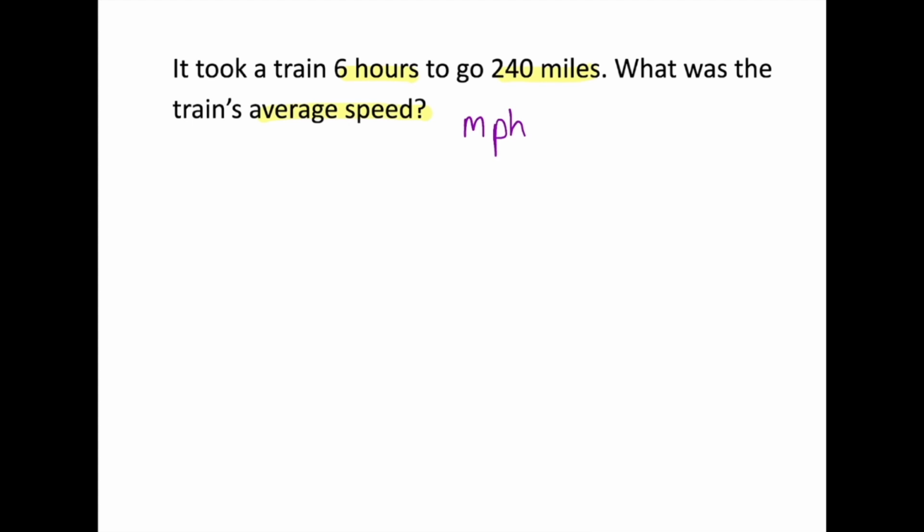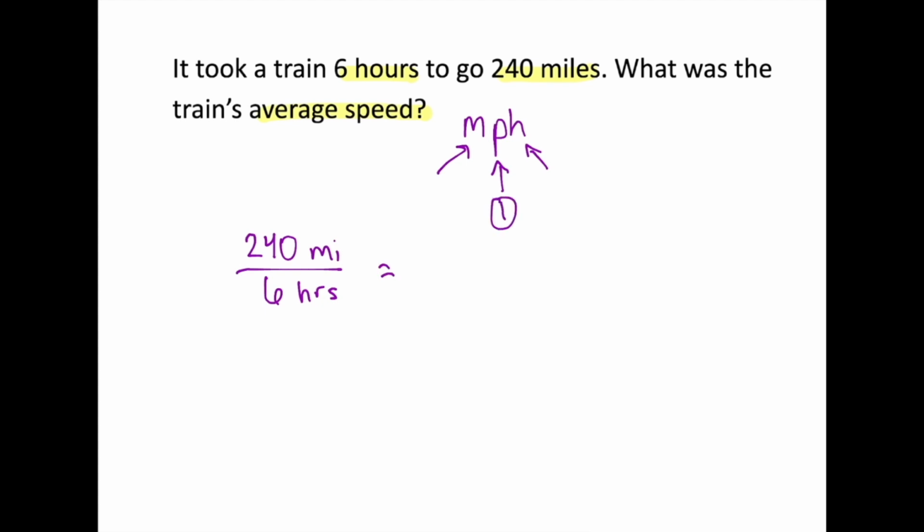When we set this problem up, notice that miles is first and hours is said second. To write miles per hour, we're going to make a fraction. Miles is said first, so we're going to put miles in the numerator. Hours is said second, so we're going to put hours in the denominator. Since we have the word per, we're really wanting to know how many miles you went in 1 hour.